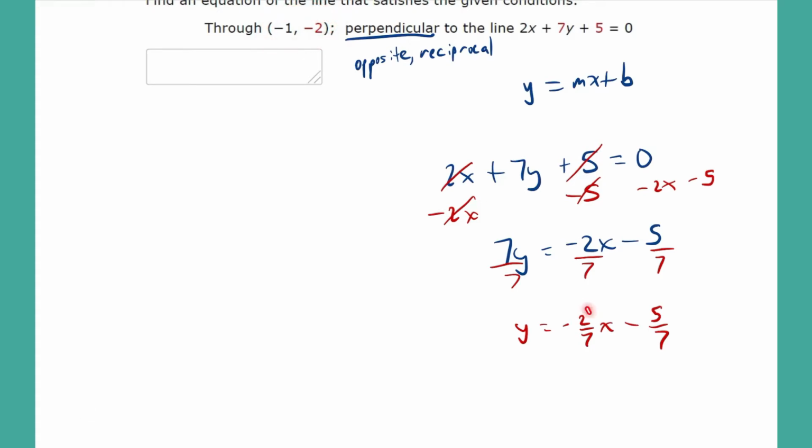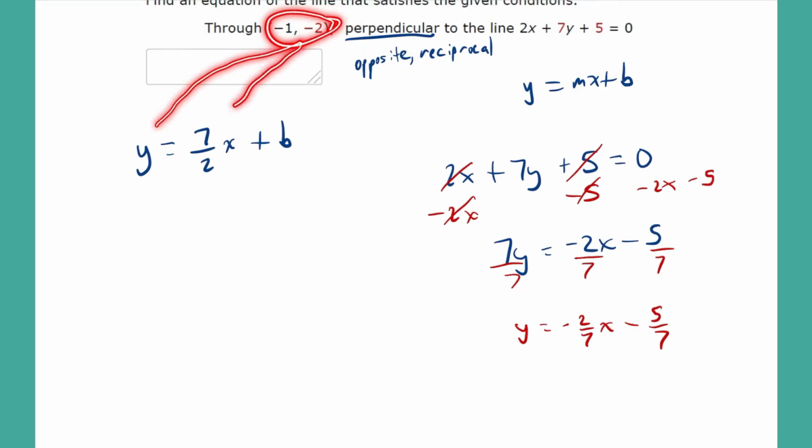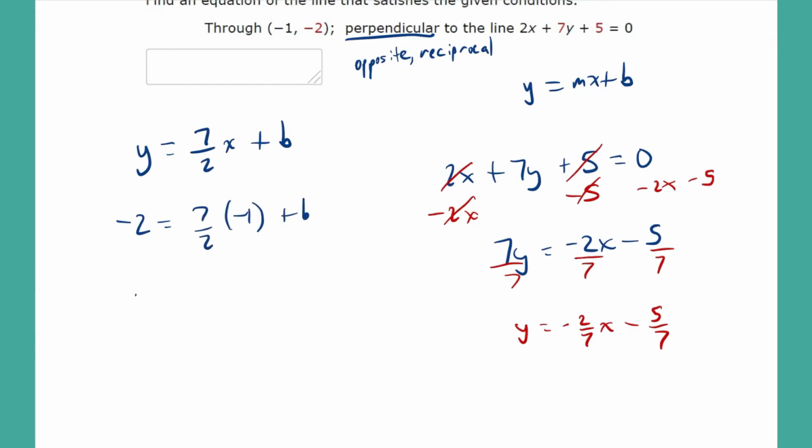So now we can take the opposite reciprocal of the slope, and so that would be y equals +7/2 x plus b. And then the final thing we need is the y-intercept, which we can find by plugging in these two coordinates once again. So that's -2. This is -1. So this becomes -2 equals -7/2 plus b. And then we solve for b.